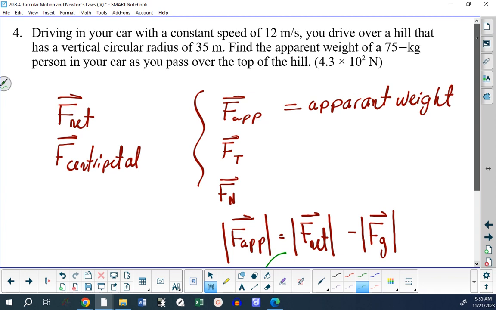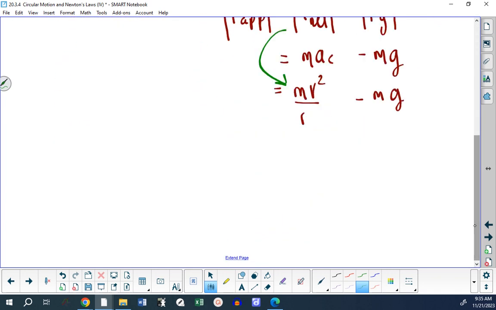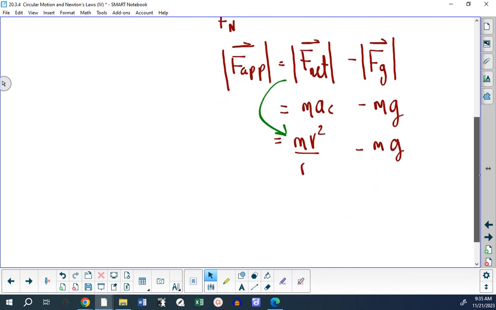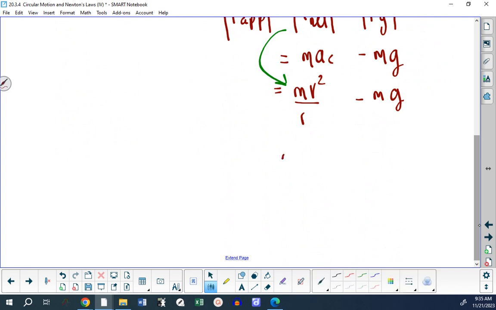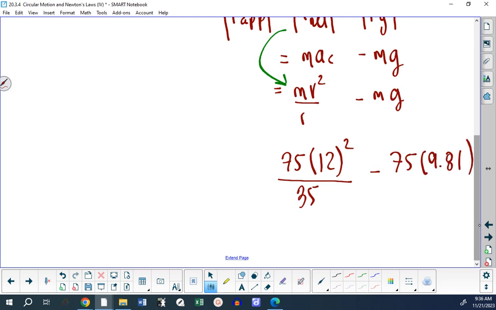Do we know the speed? 12, and the radius is 35. You know, it's not a circle, but it's a road that has a circular portion to it. So we can put in the mass, which is 75 kg, multiplied by, I think the speed I saw was 12, squared over the radius is 35, minus 75 times 9.81. Now here's an interesting thing. Well, I'm interested by it. Let's calculate the answer, and then I'll tell you what's interesting.